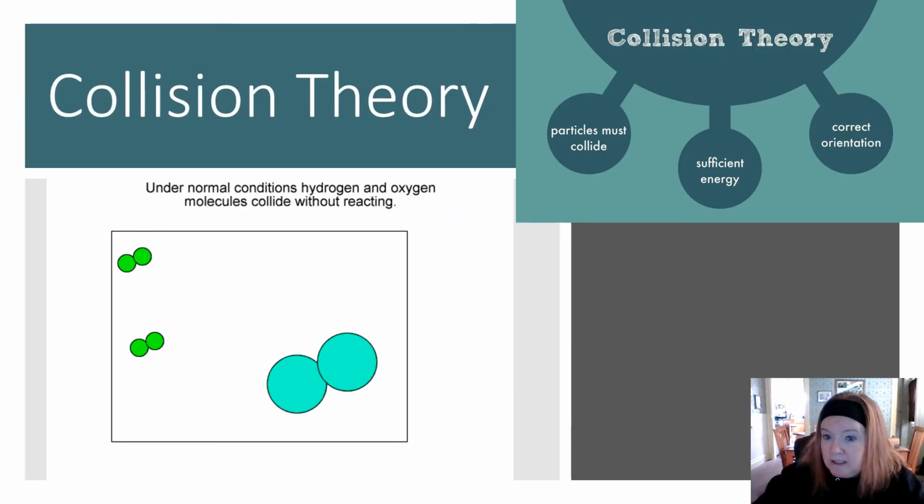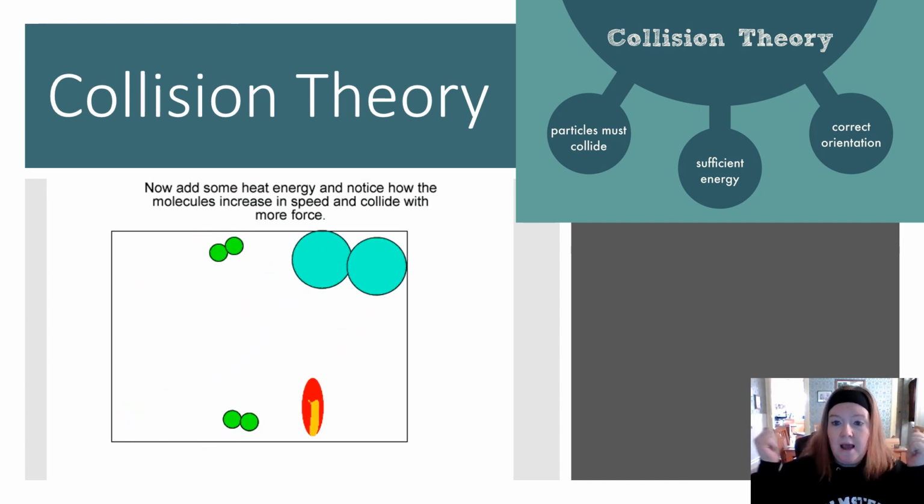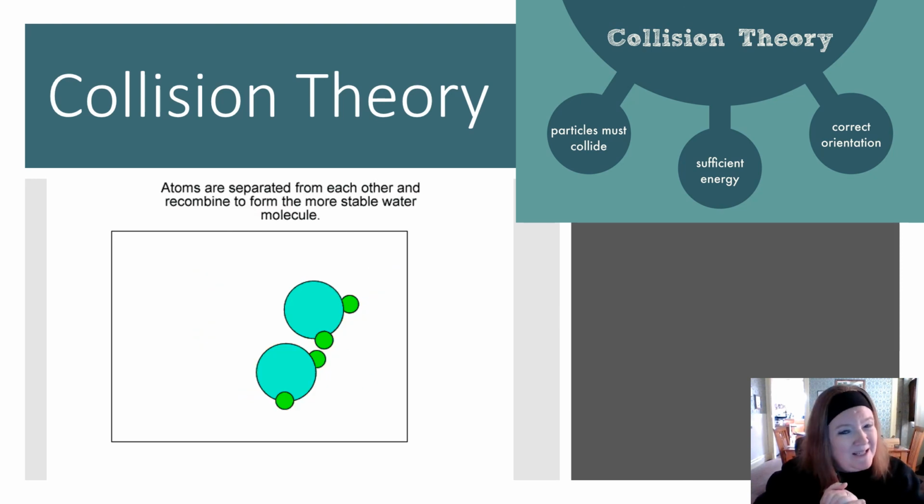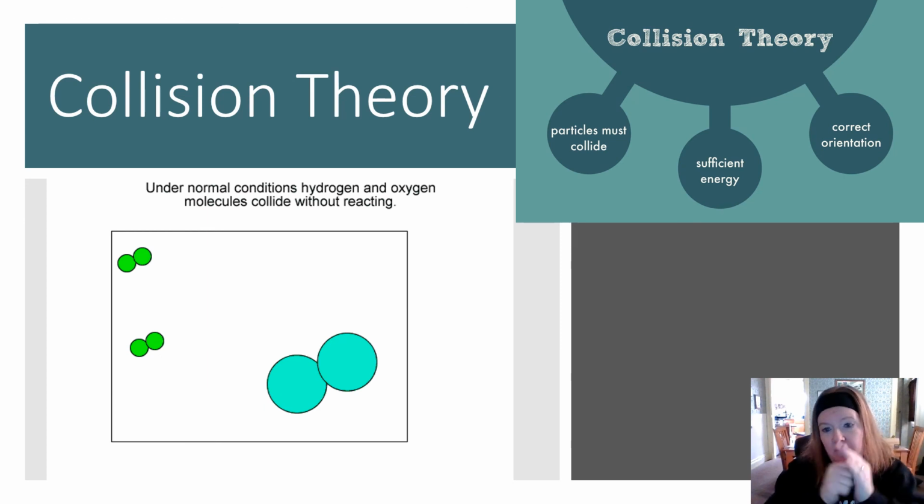And then we have collision theory. Collision theory is that in order for a reaction to happen, particles have to collide. That makes sense, right? It can't be across the room from each other. So the particles actually do have to collide. But it's not just any old collision. The particles have to collide, yes, but they have to collide in the right way. So they have to be lined up correctly, and they have to hit with enough energy.